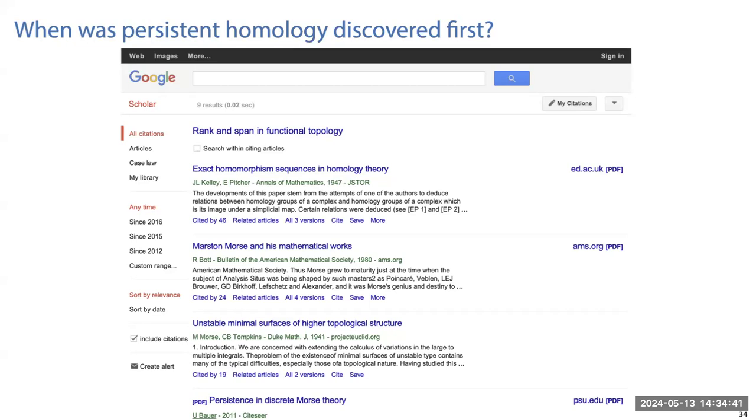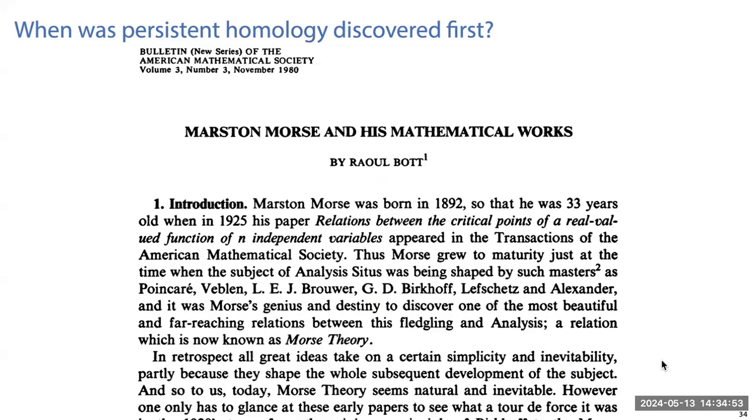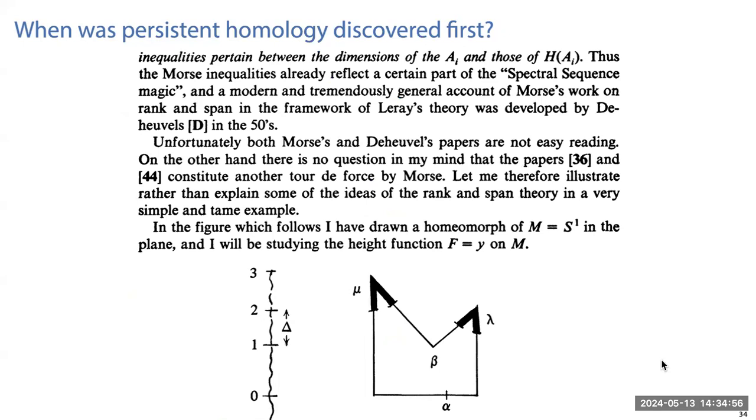The way I found out about this was in this survey paper by Raoul Bott on Morse's mathematical heritage. And he explains in this paper a work that he describes as not easy reading and a tour de force by Morse. And so he says, rather than going into the technical details, let me explain what's happening. And then he shows this picture here, which is supposed to show a polygonal embedding of a circle. And you look at the height function. And then he says, well, at the level alpha, homology in degree 0 is born. And then at the level beta, another connected component, another feature in degree 0 is born. And then lambda and gamma both change the homology again.